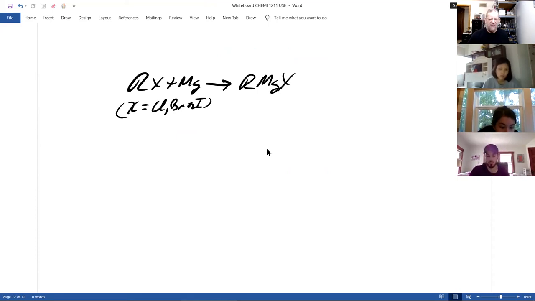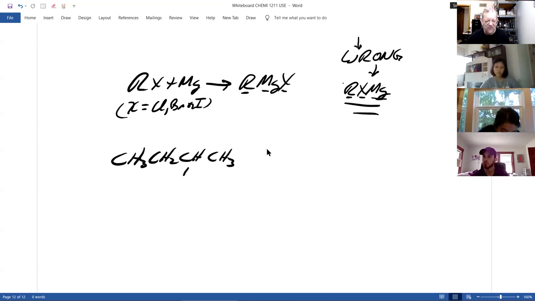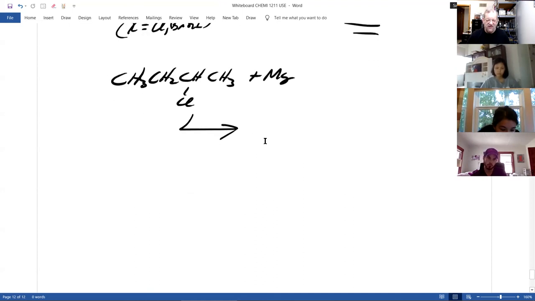Now, an important thing that students make a mistake on in test number two and the final is they'll do this, and this is wrong. It even says it on the paper. There's no such thing where you have an R group on a halogen and the bond to the halogen is magnesium. No, it's an R group bonded to the magnesium, which is then bonded to the halogen. The carbon with the halogen is the carbon that the magnesium will be attached to, then the halogen is bonded to that.